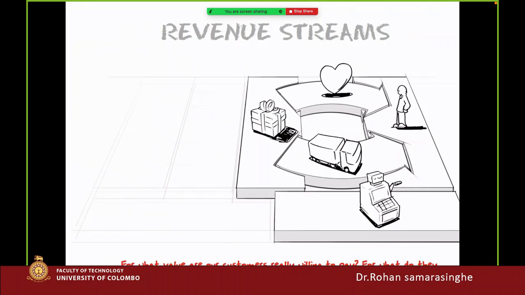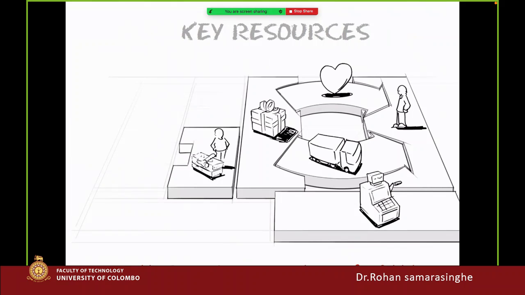Next, after the revenue stream, the next one is key resources. What are the key resources? What key resources do our value propositions require? Our distribution channels, customer relationships, revenue streams. So, what are the key resources? You will have to have certain key resources to make a success of your product or service.